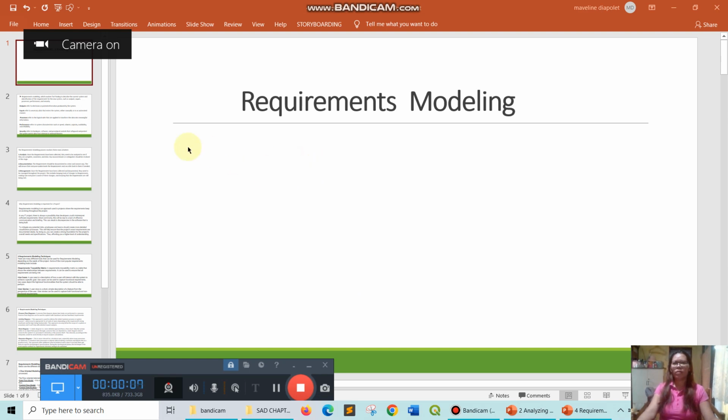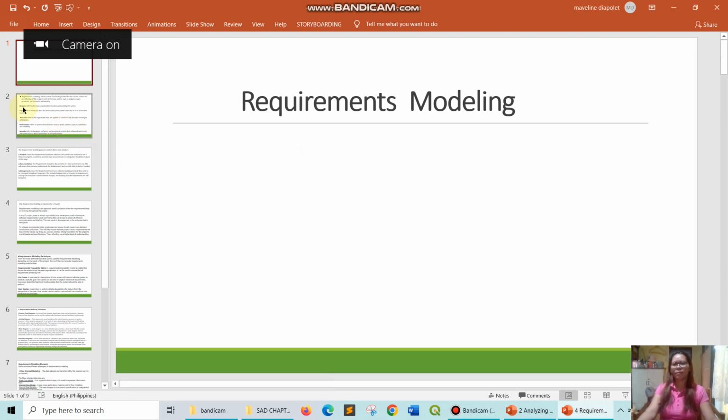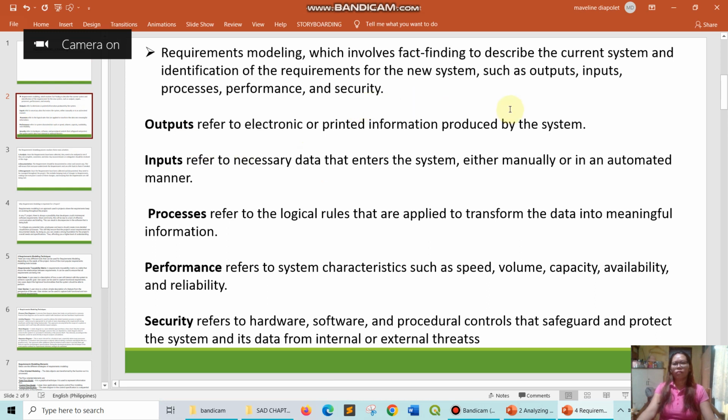It's about requirements modeling. Requirements modeling, which involves fact-finding to describe the current system and identification of the requirements for the new system, such as outputs, inputs, processes, performance, and security. So outputs refer to electronic or printed information produced by the system.